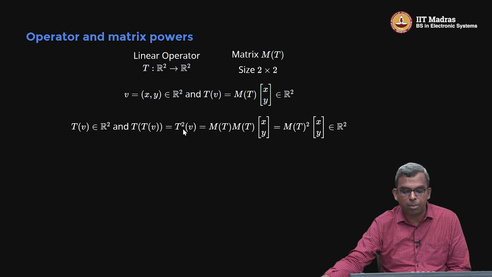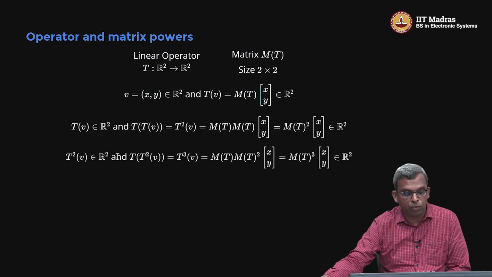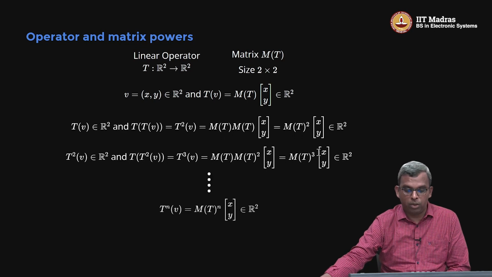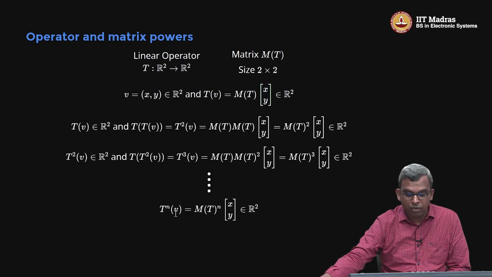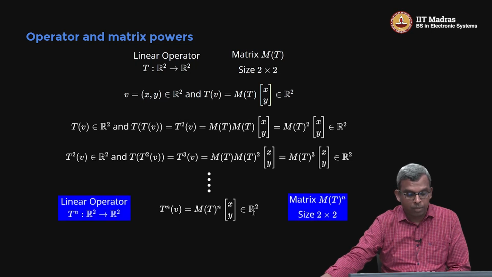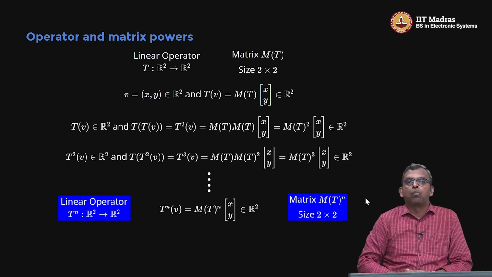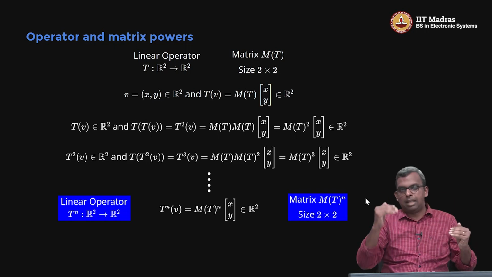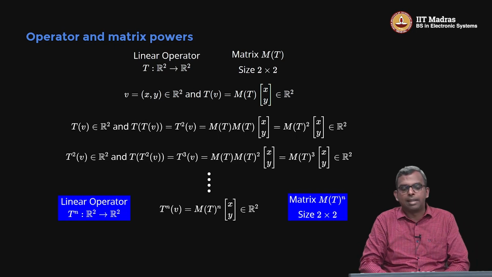So, you can think of also the operator powers. T is represented by M of T, T squared is represented by M of T squared. You can repeat this again. T squared of v is in R2, so you can apply T to it, which is T cubed of v, and that is represented by M of T cubed. Okay, so, you can continue like this, and the coordinates of T to the n of v are M of T to the n times (x, y) in R2. So, the linear operator T to the n has matrix M of T to the n. Okay, so the operator powers and the matrix powers sort of coincide for us.